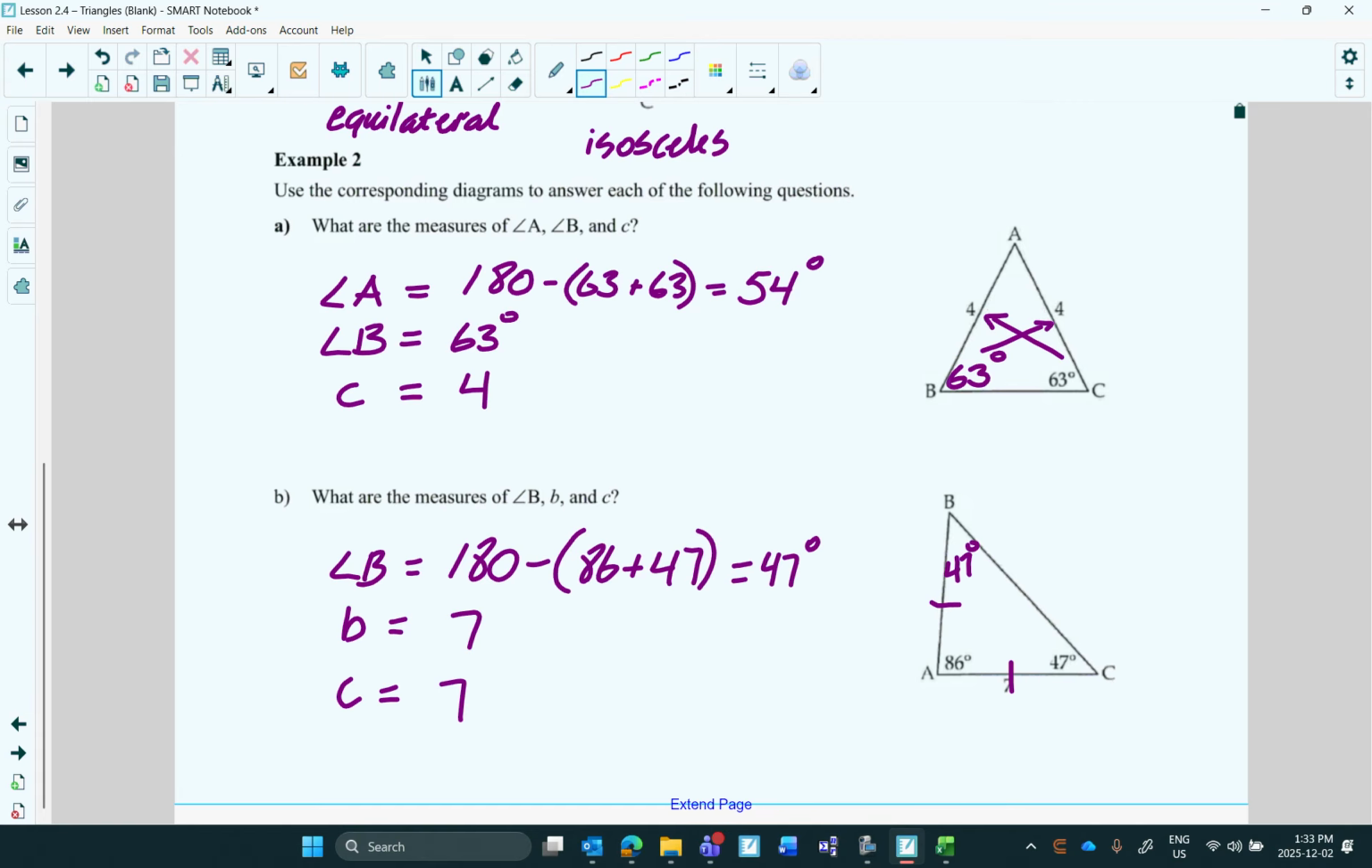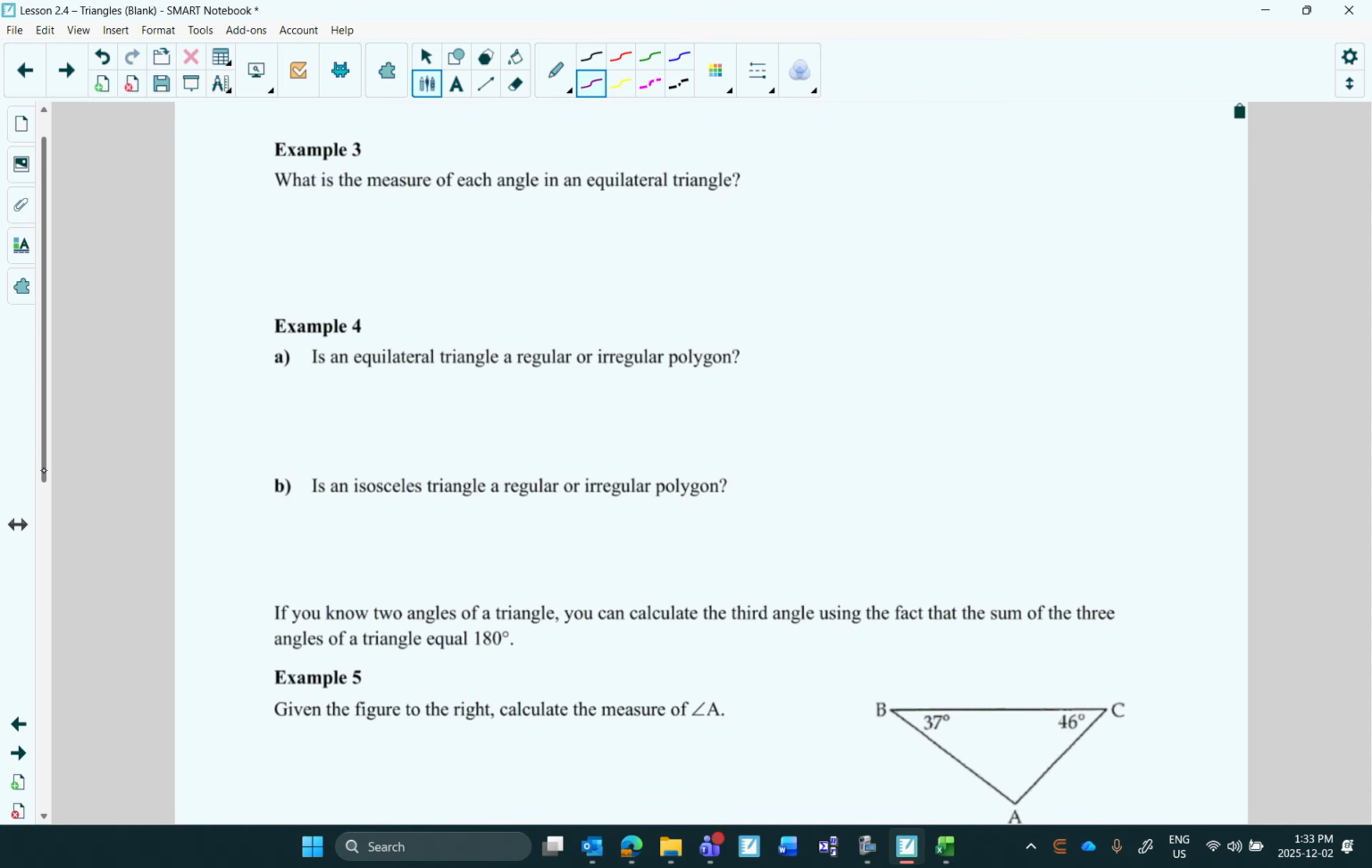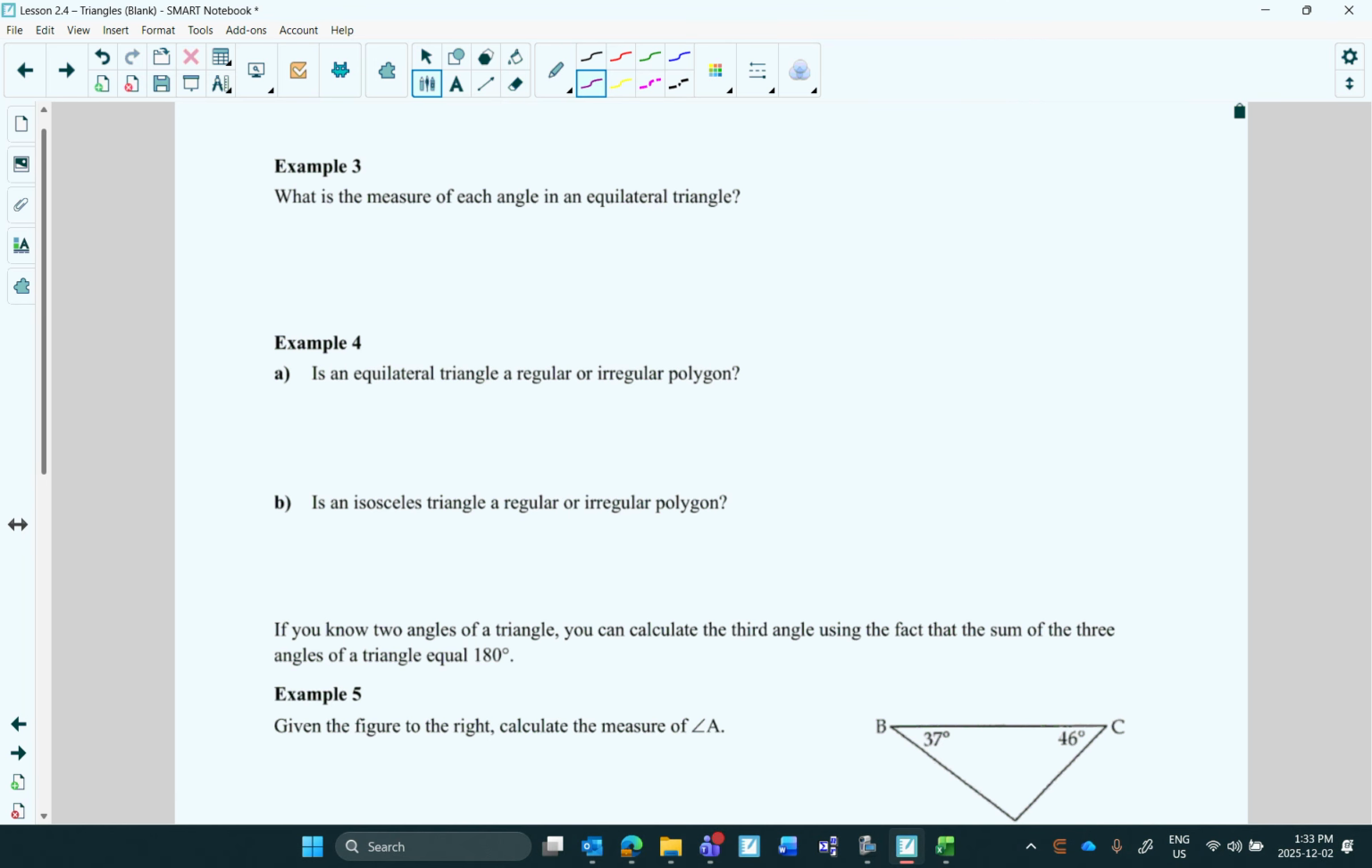Couple more examples. What's the measure of each angle in an equilateral triangle? Yeah, all the angles are the same, right? So what's the sum of all three angles? 180. And if they're all the same, just divide by 3. So yes, 180 divided by 3 is going to get me 60 degrees.